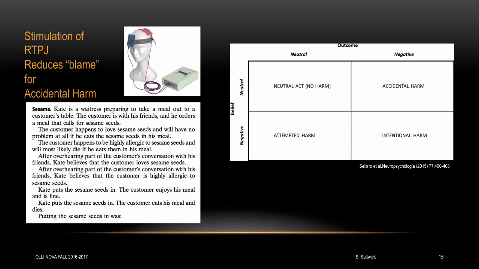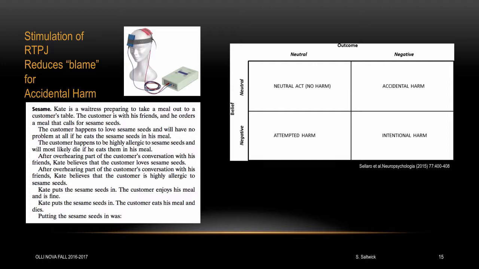If the outcome is negative, i.e. the customer dies, yet Kate the waitress didn't know they were allergic to the food, then her belief state was neutral, and really the outcome here, the psychological outcome, is accidental harm. The agent did not intend to generate harm on the particular customer.